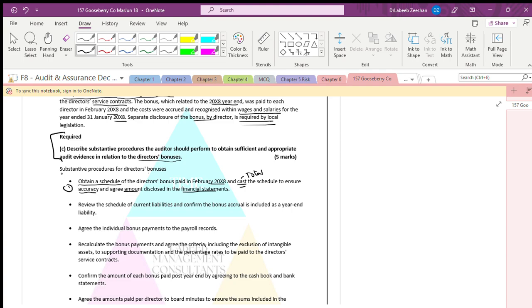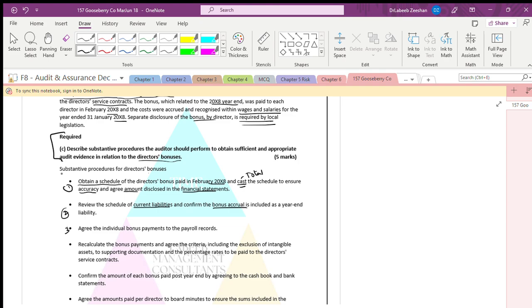Second, review the current liabilities and confirm the bonus accrual is included. See, we are paying immediately, but when the year end is December and we are carrying it forward to the month of February, then what will happen? It has to be included in the current liabilities, and we confirm whether it has been there or not.